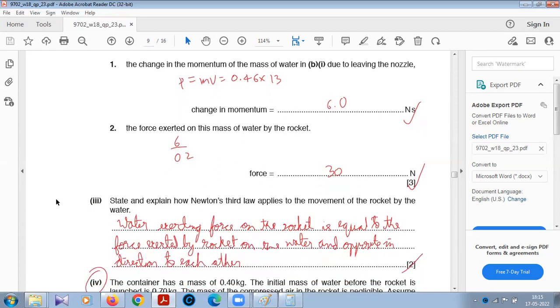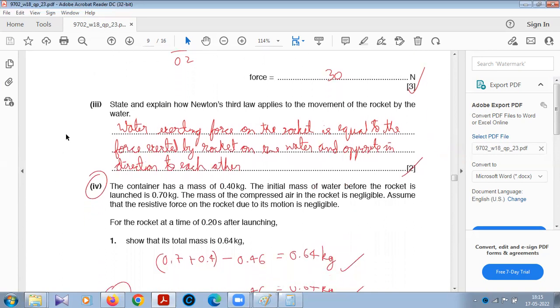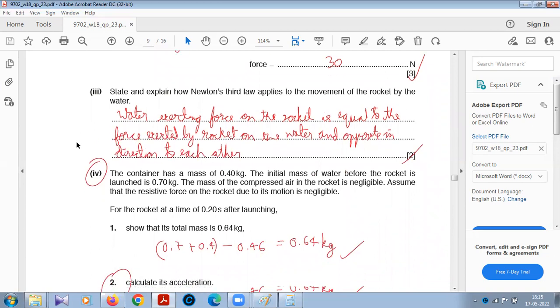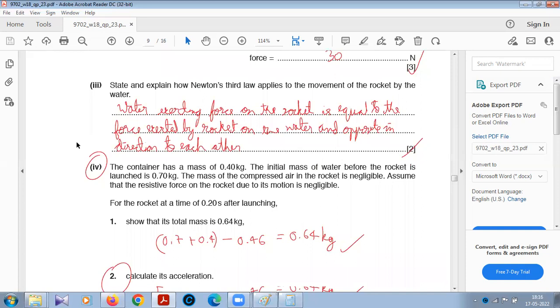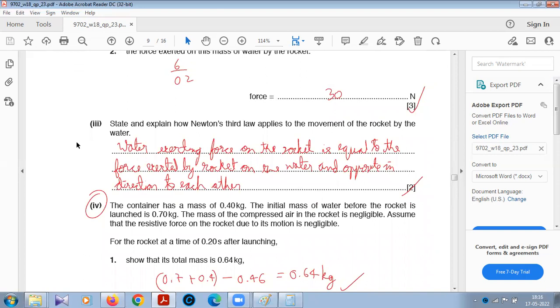State and explain how Newton's third law applies to the movement of the rocket by the water. We have written: water exerting force on the rocket is equal to the force exerted by the rocket on the water, and opposite in direction to each other.